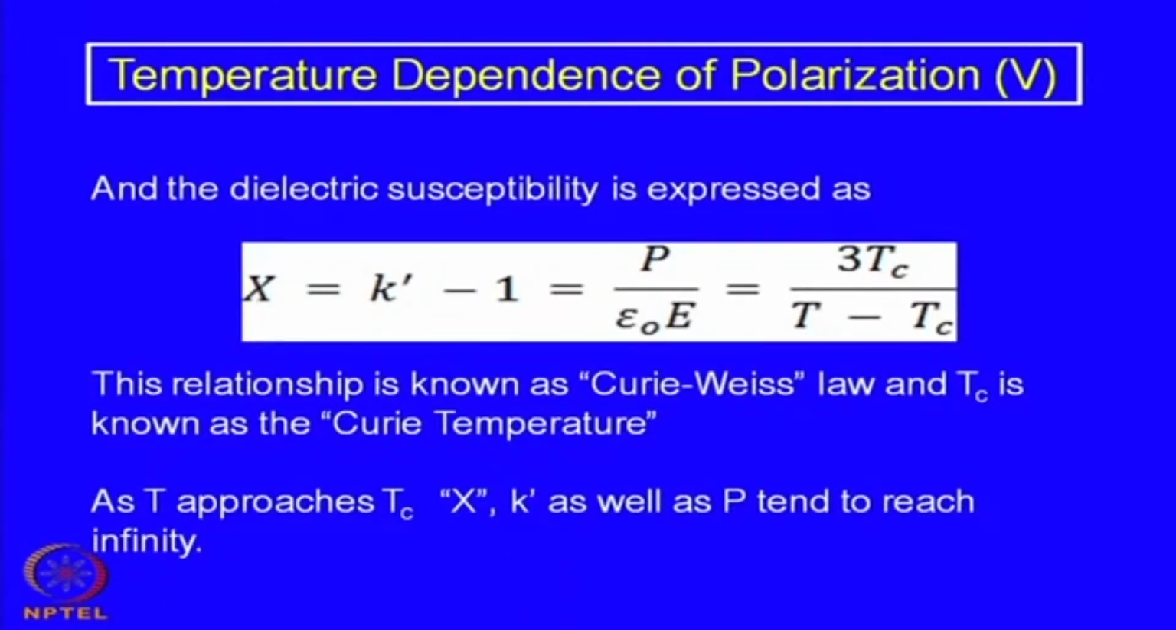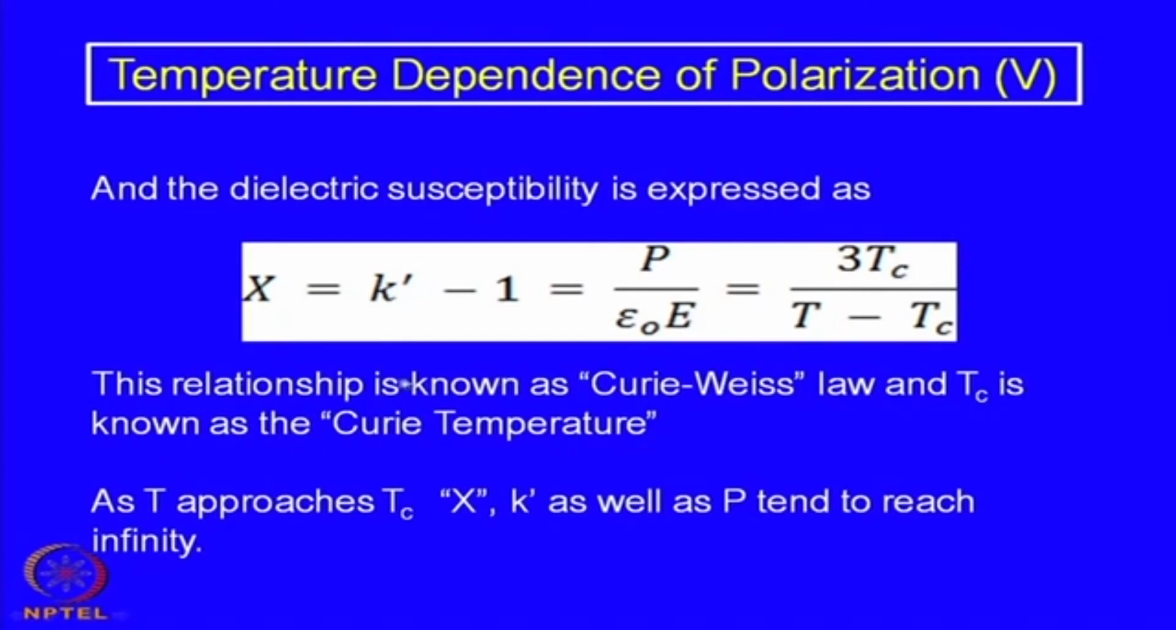And therefore, one can write the chi, the susceptibility, the dielectric constant, and the polarization. These are related to each other and also related to this expression 3 T c by T minus T c. Okay. T c is the critical temperature and T is actually the real temperature at any variable temperature, and T c is the particular characteristic temperature of the ferroelectric material. This relationship is known as Curie-Weiss law, and T c is known as the Curie temperature.